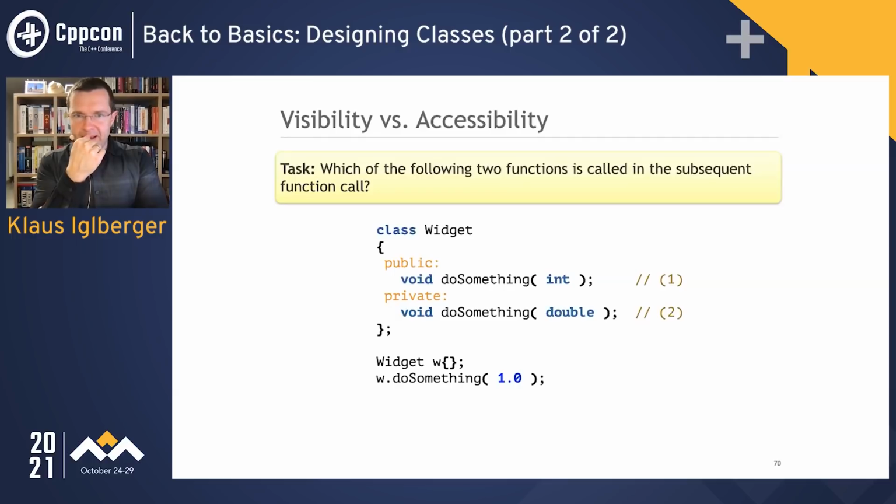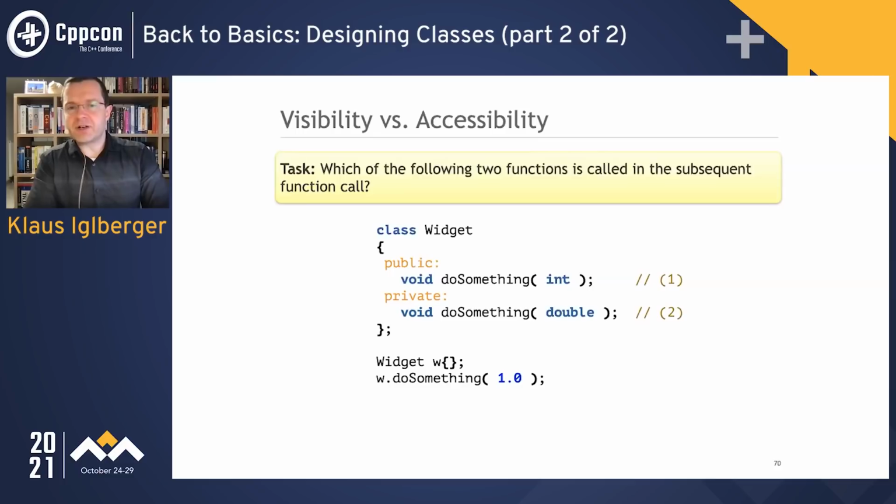Now, at least 80%, sometimes 90% of students in my classes usually vote for function 1. It's obvious. It must be function 1. That's the only function that's public. And of course, it's unfortunate because if I pass a 1.0, then that one needs to be converted into an int. But okay, it's a 1.0, not a 1.1. We don't lose anything.